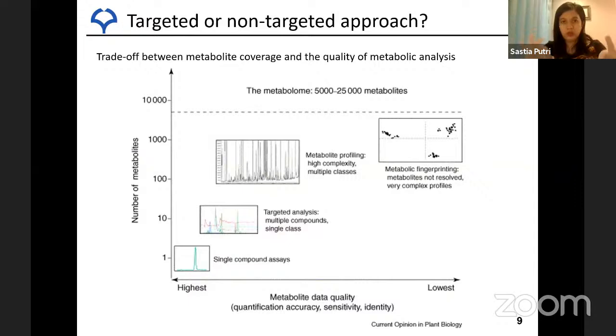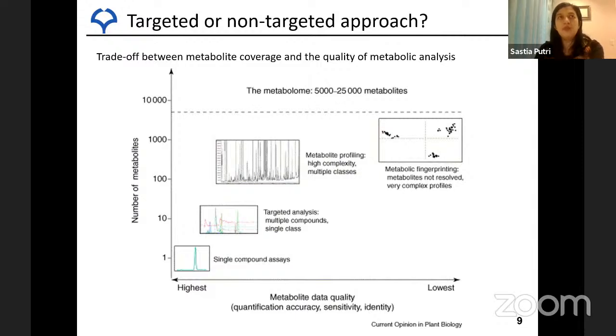That's already very good. That's called metabolite profiling, where we have high complexity, multiple classes of metabolites analyzed at once. And if you would like to move to a more holistic approach, which means the real omics, we can go for metabolic fingerprinting with very complex profiles, but then it's maybe going to be quite challenging for the metabolite identification.